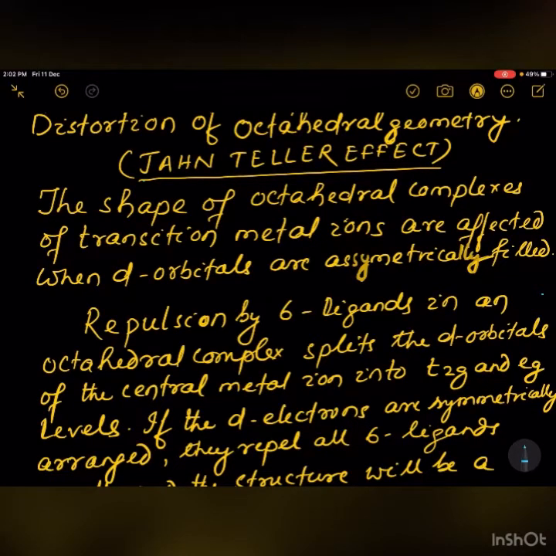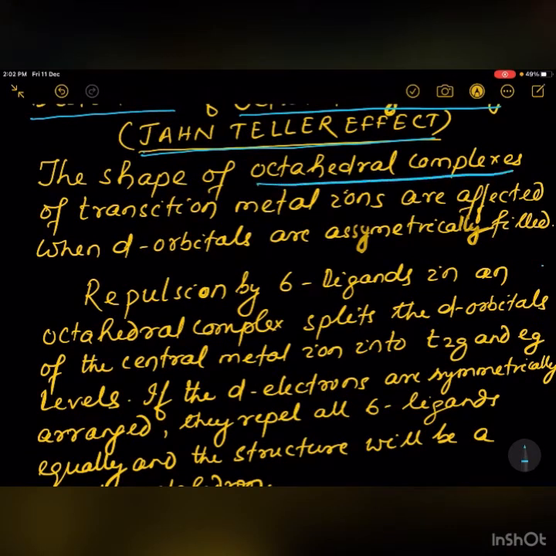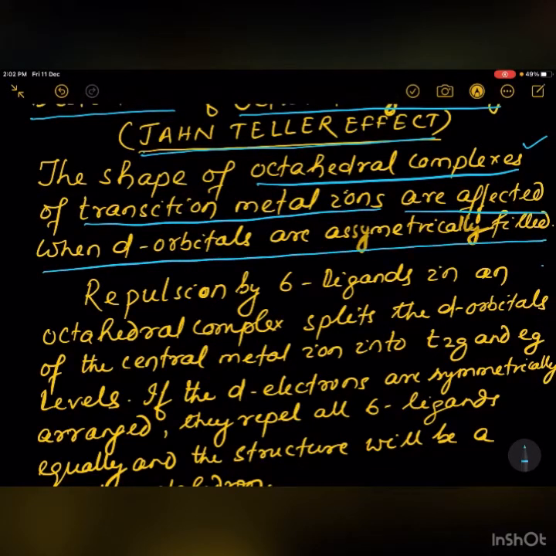In this video, we'll discuss distortion of octahedral geometry. This effect is popularly known as Jahn-Teller effect. The shape of octahedral complexes of transition metal ions are affected when d orbitals are asymmetrically filled. This is the most important word in Jahn-Teller effect: asymmetrically filled.